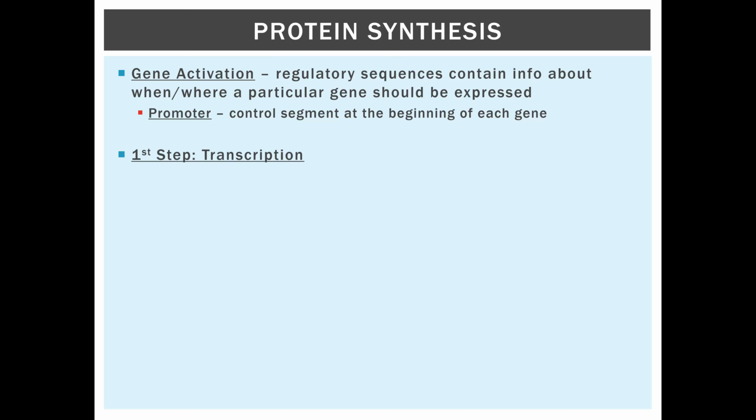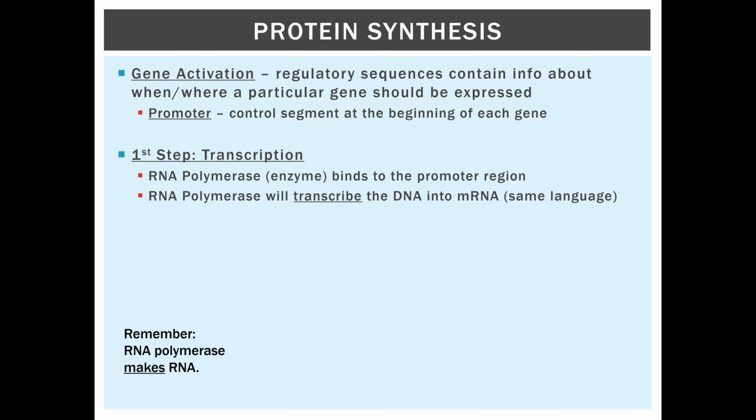So when it's time to make a protein, the first step is transcription. So an enzyme called RNA polymerase binds to the promoter region, and it will transcribe the DNA into mRNA. So when you're trying to remember the difference between transcription and translation, think about transcription as being taking something from one language and keeping it in the same language.